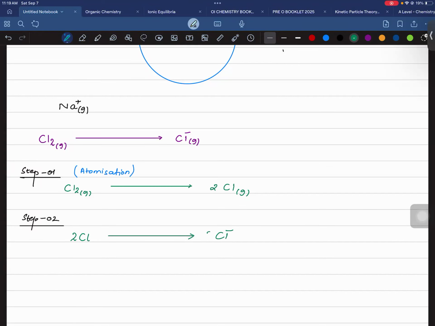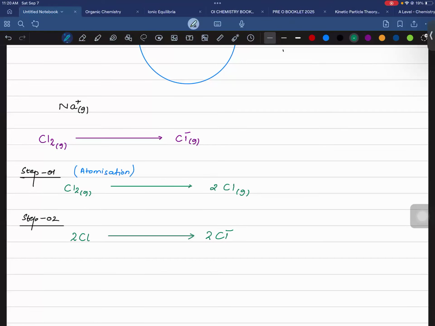What does it mean? It means the gain of electron, right? It's not the loss of electron. When something loses electron, it forms a cation, a positive ion. But it's not a loss of electron, it's the gain of electron.